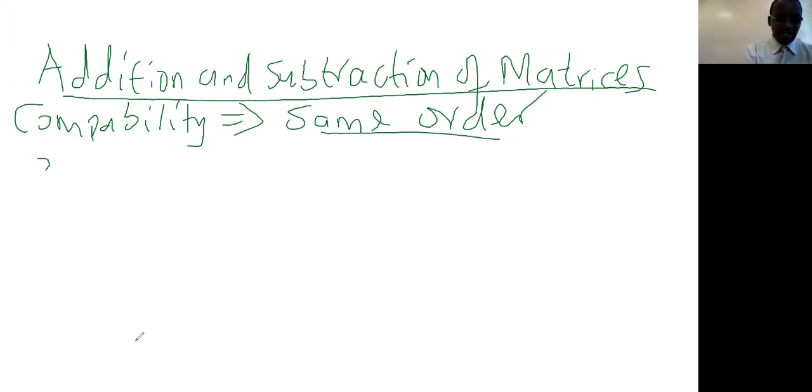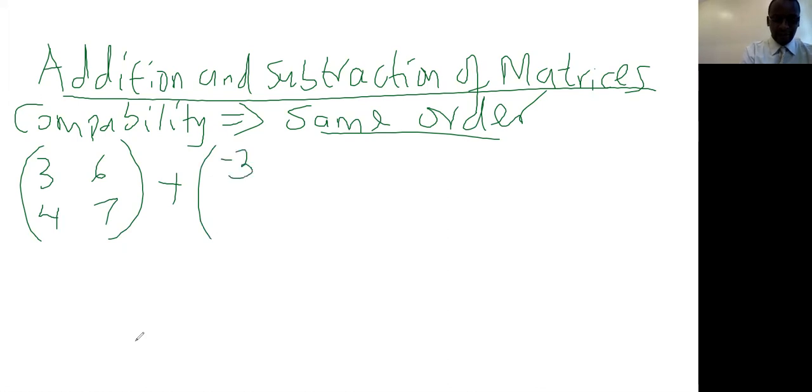So if you have matrices like 3, 4, 6, 7, you add to negative 3, 14, 21, 29. The first thing you are supposed to do is to check the compatibility. How do you check? They must be of the same order. Here we have a matrix of order 2: the rows are 2, the columns are 2, 2 by 2. The other one is also 2 by 2. So they are of the same order and therefore they can be added.